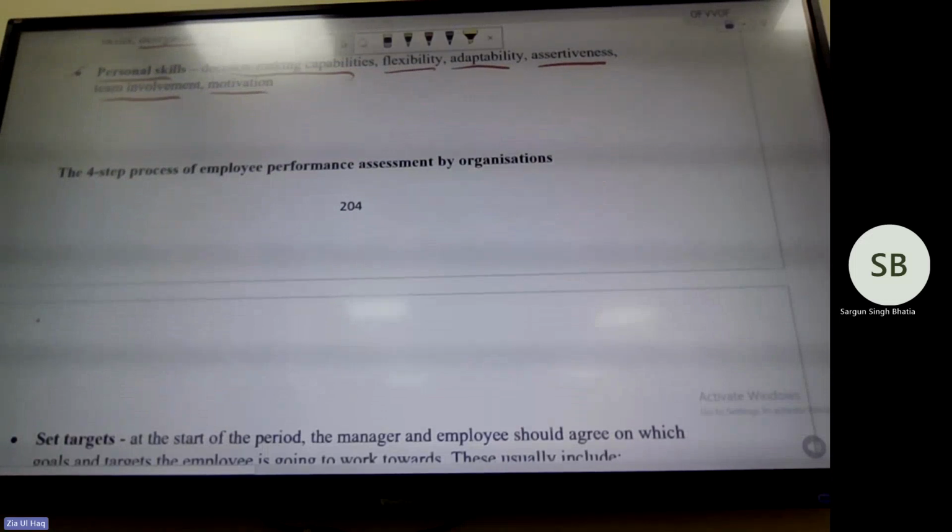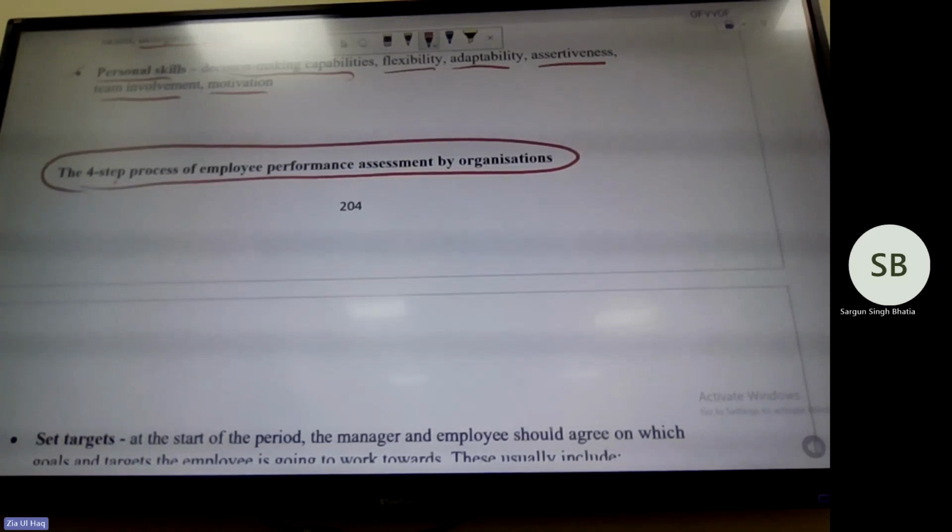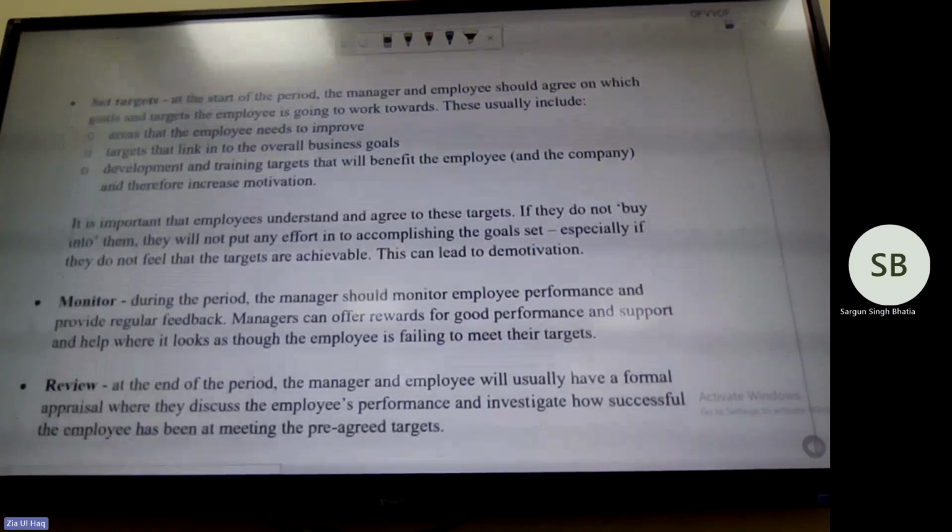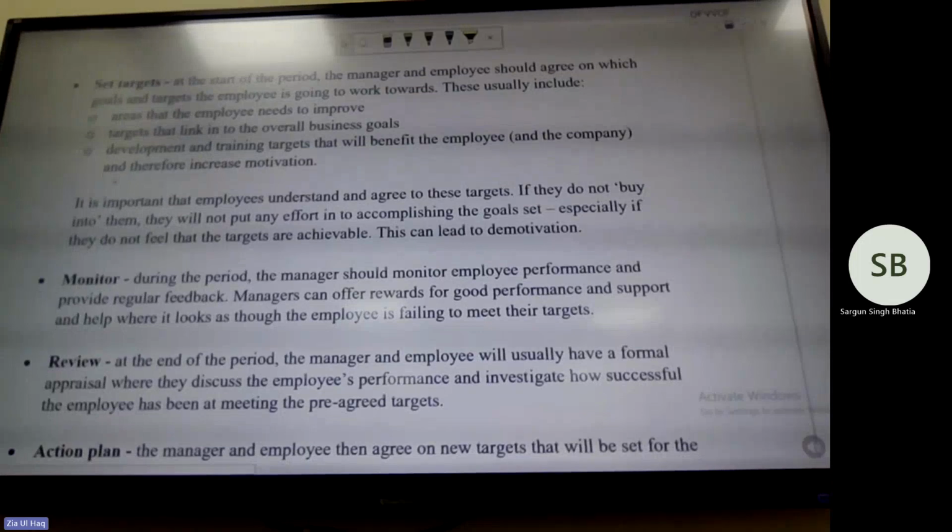There is a four-step process of employee performance assessment by the organization. I mean, how can performance be assessed? There are four steps through which management can assess the performance. First, they need to set the target. I mean, define the target, define the goal and objective that the employee needs to achieve.